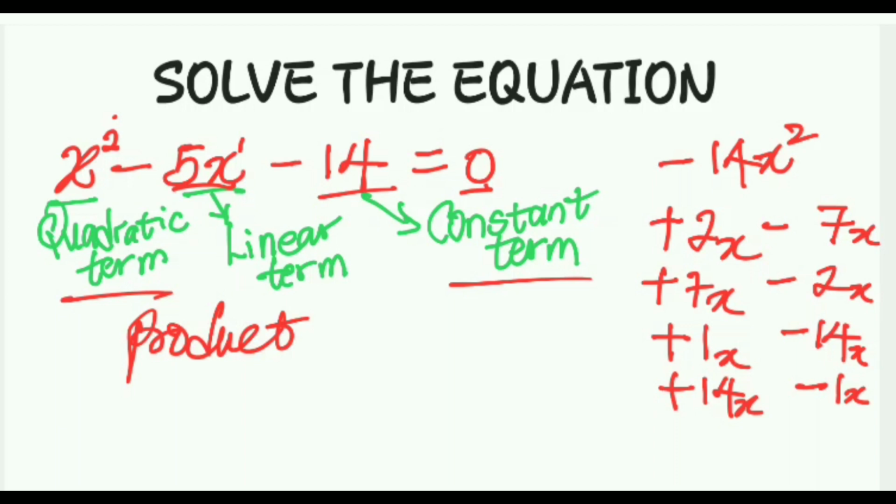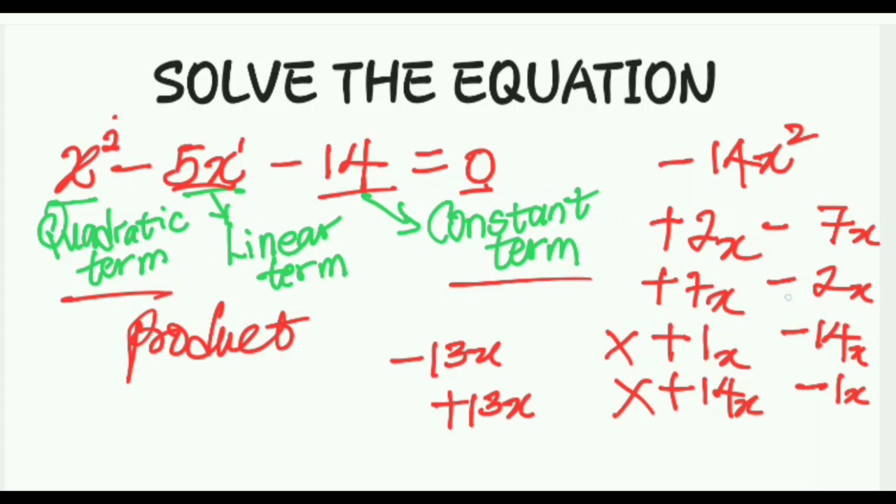So let's try from the bottom. We know that any of the combinations will give us minus 14. So we need that which will give us a sum of minus 5x. So let's try with the first one. Plus 14x minus 1x, that is plus 13x. And that is not the same as minus 5x. So we take this out. Plus 1x minus 14x, that is a minus 13x. We take this out. It is not the same as minus 5x.